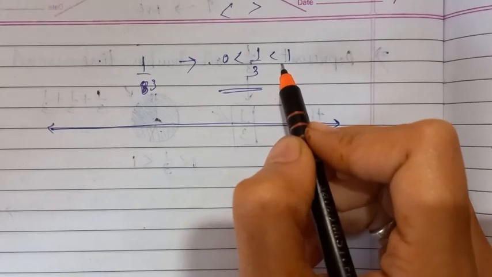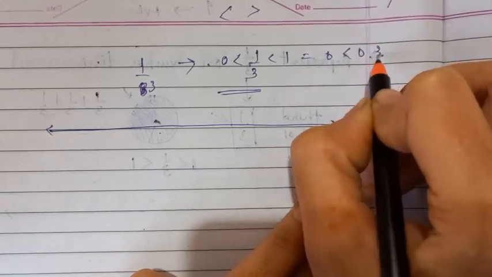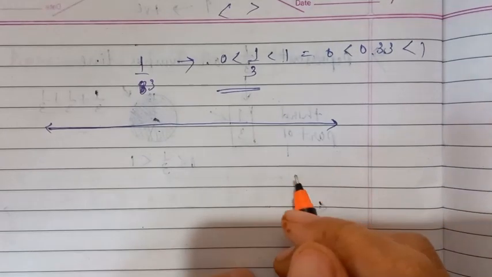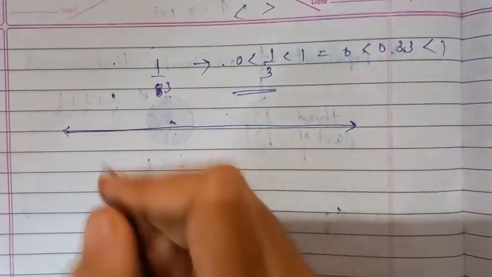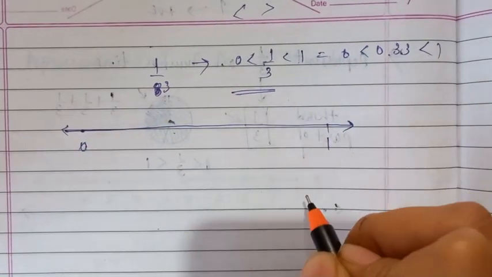Okay, less than 1, because 1 by 3 is equal to 0.333. So this is less than 1 and greater than 0. Now, we represent 1 by 3 in between 0 and 1. So the starting of the number line is 0 and the ending is 1.